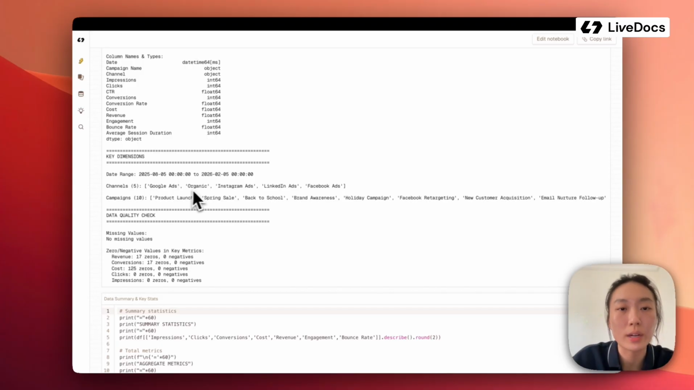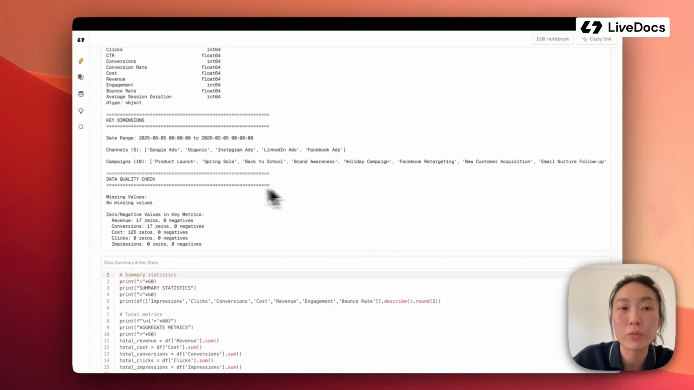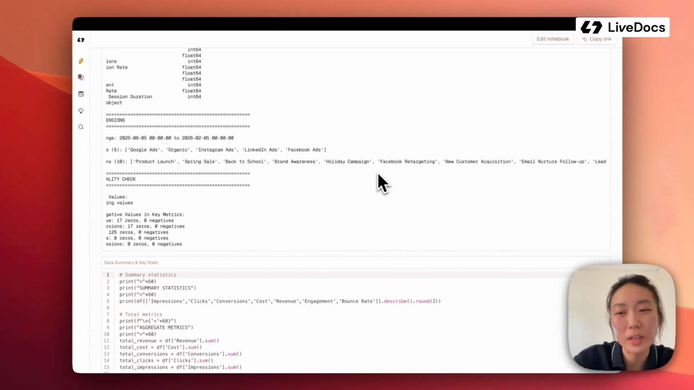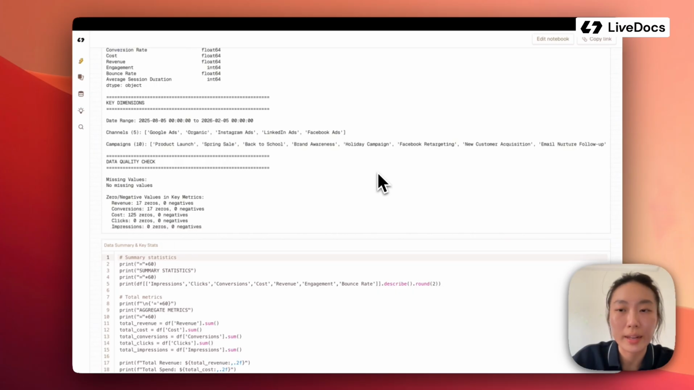So the date range, as I mentioned, we have data from August 2025 until February 2026, and the channels will be Google Ads, organic Instagram, LinkedIn ads, and Facebook ads. And the campaigns that we've done before: product launch, spring sale campaign, back to school campaign, brand awareness campaign, and all these campaigns you can see. So which one's performing the best? Which one is performing good? Which one is not really good? What channels are the best? So we don't know.